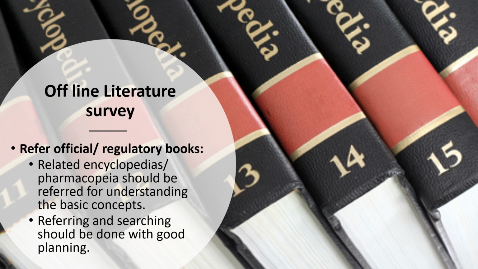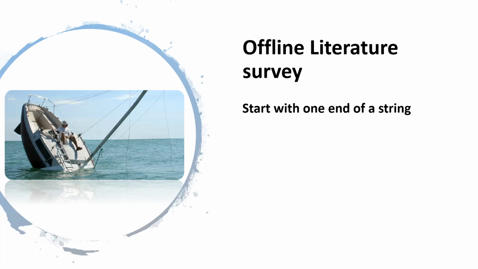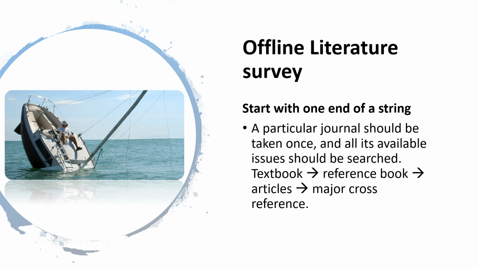Referring and searching should be done with good planning. Encyclopedia may have huge knowledge, but you have to pinpoint. Start with one end of a string. I am emphasizing this thing because a particular journal should be taken once and all its available issues should be searched. Take your textbook, go to reference book, then see articles, then go to the major cross-reference.